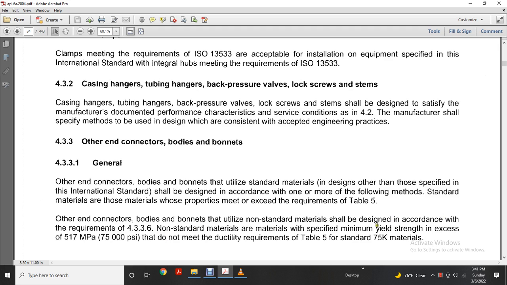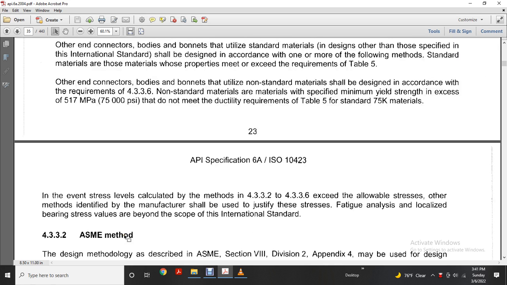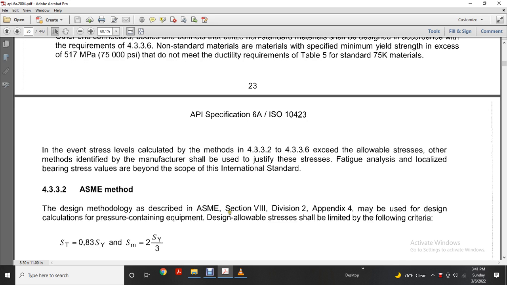Non-standard materials with a specified minimum yield strength in excess of 75,000 psi do not meet the ductility requirements of Table 5 and standards of 75K materials. In the event the stress calculated in method 4332 or 4336 exceeds the allowable stress of the methods identified with the manufacturer, use to justify the stress fatigue analysis, localized bearing stress, valve beyond the scope of the international standards. ASME method: the design method prescribed by ASME Section 8, Division 2, Appendix 4 may be used for the design calculation of pressure containing equipment.